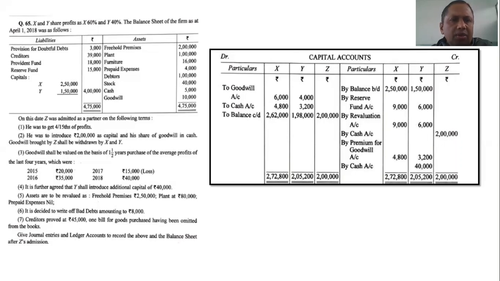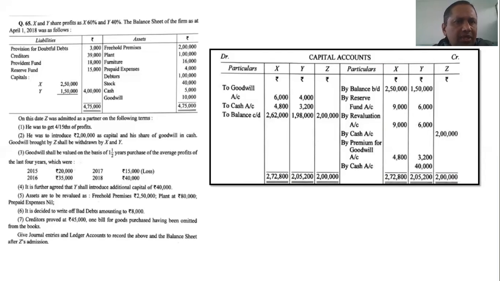This is a capital account, and the balance of the capital account is taken from the balance sheet, in which the balance of the capital of X and Y is given. 2,50,000 is the balance of X capital, and 1,50,000 is the balance of Y capital. So this is shown at the credit side.